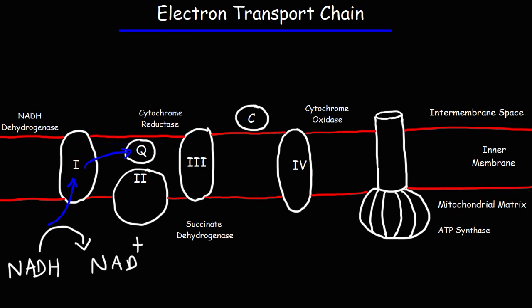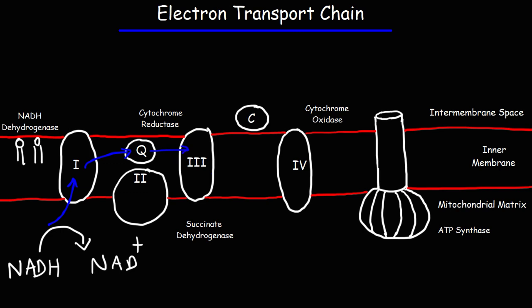Keep in mind, the electrons have a negative charge, and on their own, they can't move by themselves along the inner membrane because the membrane is made up of phospholipids, and the tails of the phospholipids are nonpolar, and so they don't interact well with negatively charged electrons. So the electrons have to be carried by a mobile electron carrier, in this case, ubiquinone. Now ubiquinone is going to pass on the electrons to complex 3.